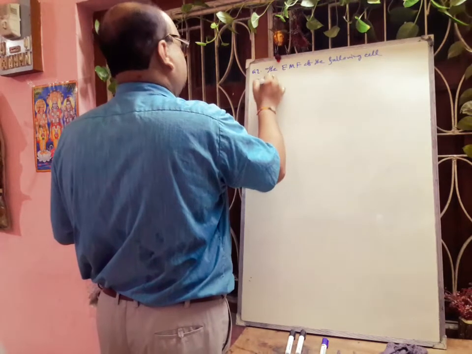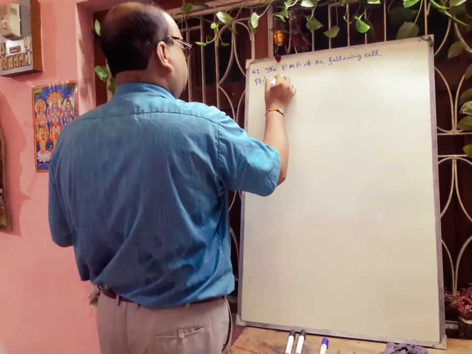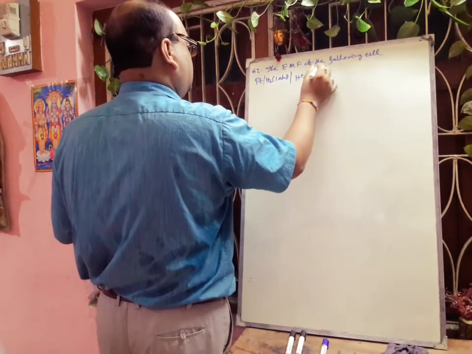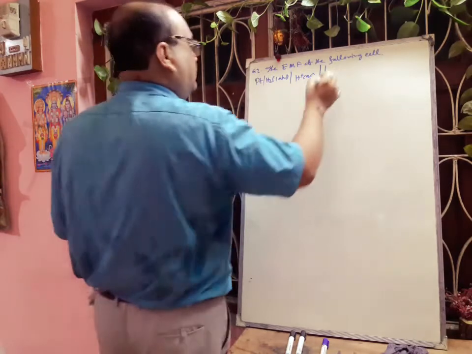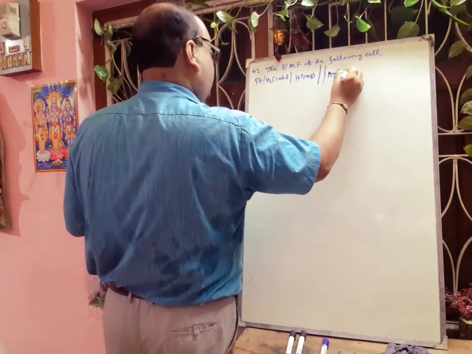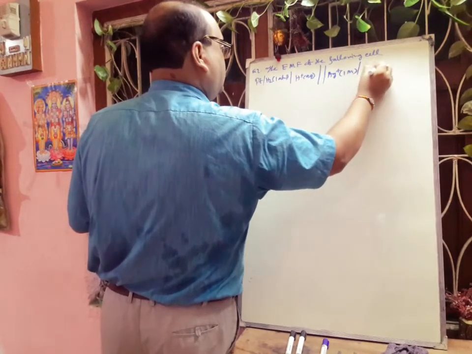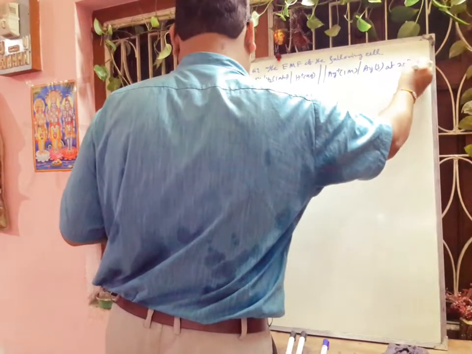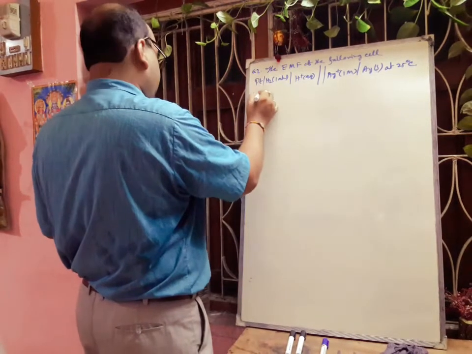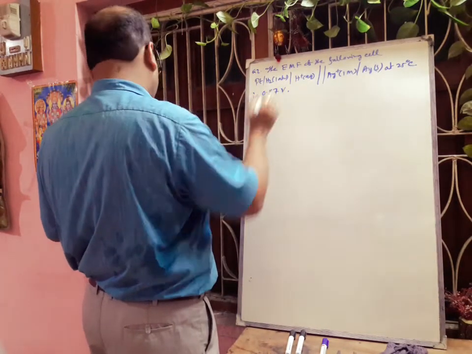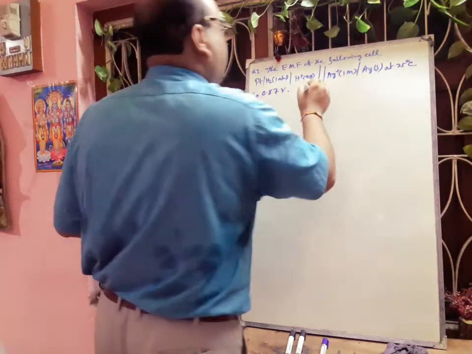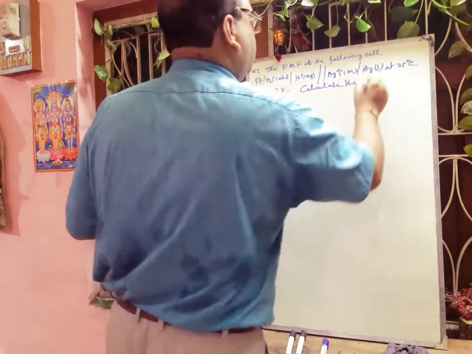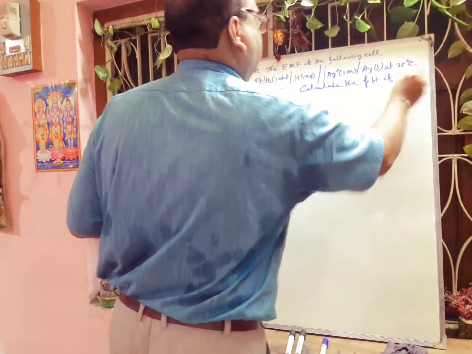The cell is given: first, on the left-hand side, the hydrogen electrode, H+ aqueous, double slash, then the silver electrode, Ag+ 1 molar, Ag solid. The temperature is mentioned here as 25 degrees centigrade, and the EMF value given is 0.87 volt. The next question is: calculate the pH of the acid solution.